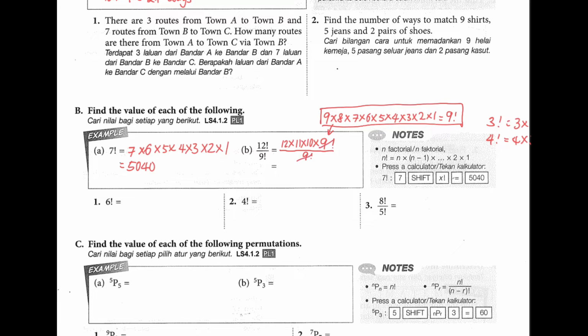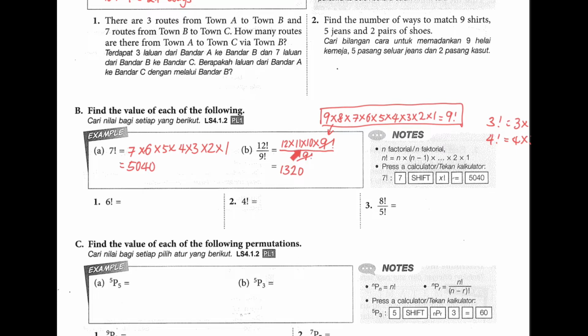Cut. Then I have only 3 numbers that remain. 12 times 11 times 10, 1320. So you can see we can expand a bit, and then the rest we keep it as factorial. It is fine to do like that.